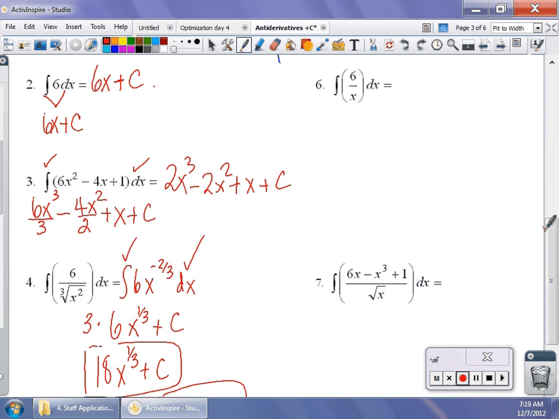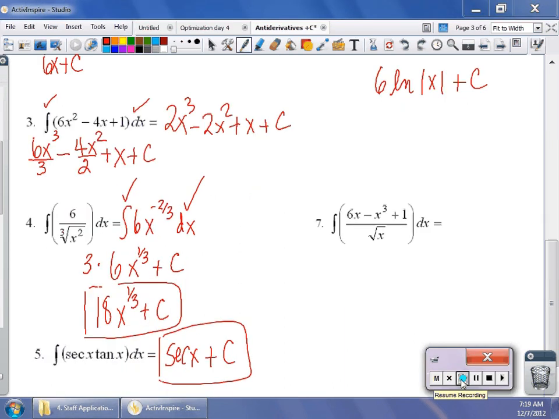Number 6. The easiest way to view number 6 is to take it apart and think of it as pulling the 6 out in front as a coefficient, times 1 over x. Because when you see it like that, hopefully that starts to ring a bell. Who has a derivative of 1 over x? Well, that would be ln of the absolute value of x plus c. Because what's the derivative of ln of x? 1 over x.